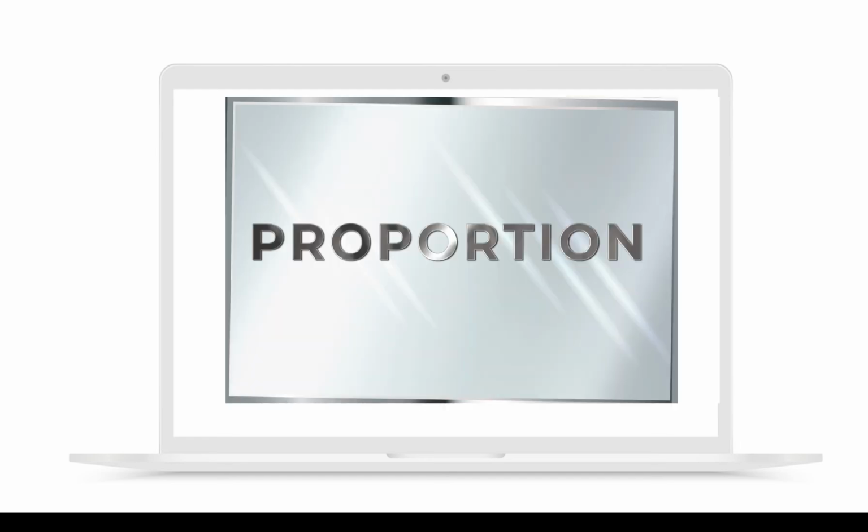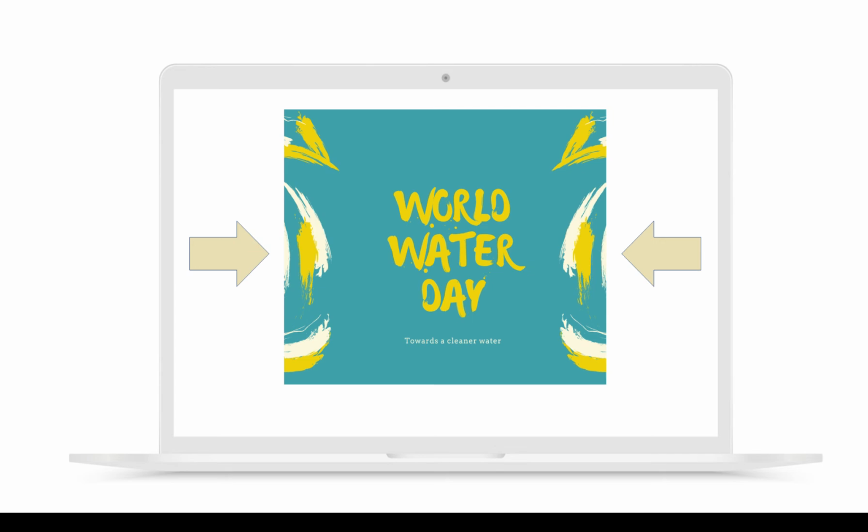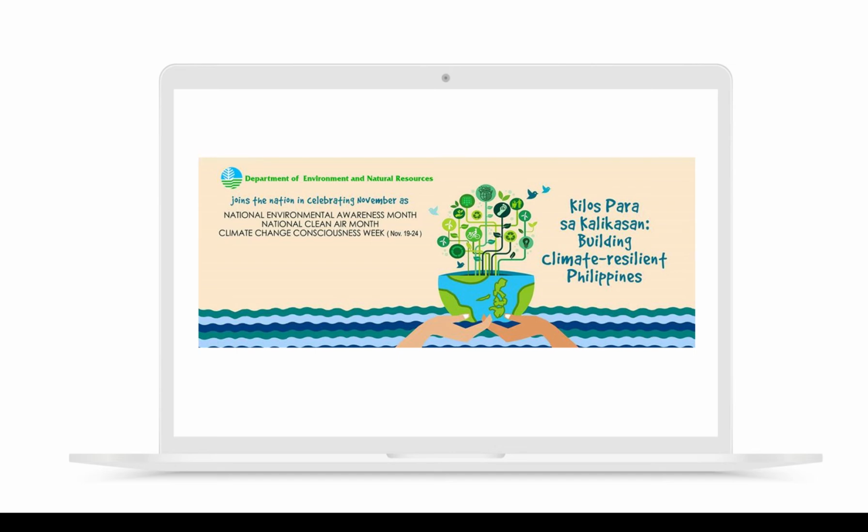Proportion is the size of an element relative to other elements in the design. It helps achieve harmony, balance, and order within your design. In the following image, we use two hands to lift the earth, which would not happen in real life, but was used to create the thought, Kilos para sa kalikasan, building climate-resilient Philippines.